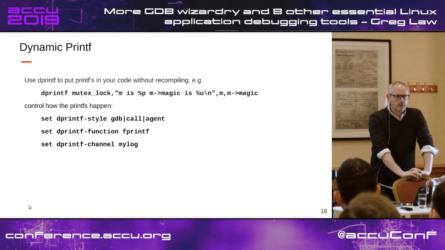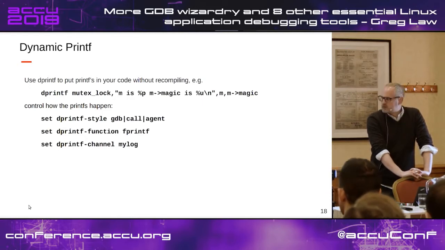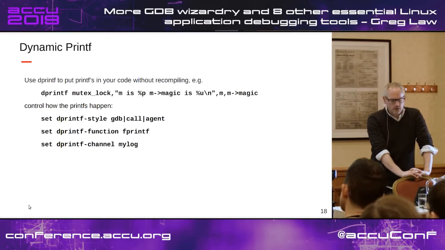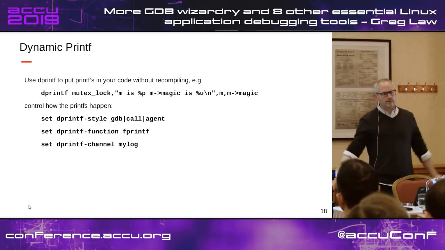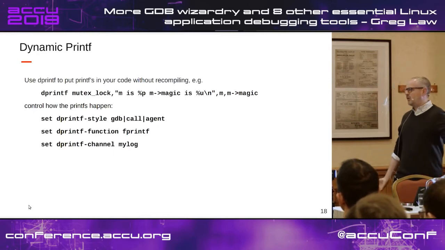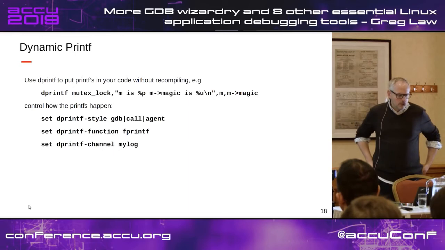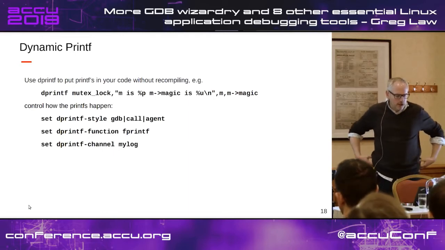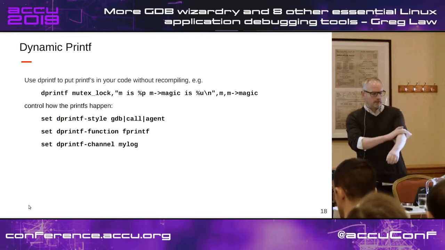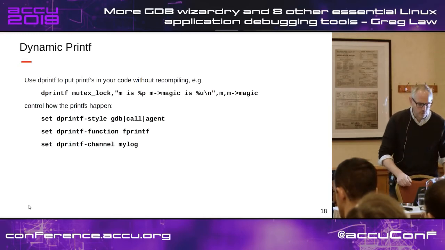The problem with printf, of course, is that when you need to get more information, you need to recompile your program, right? So you find, okay, printf, the value of foo is not what I expected. Oh, but that's because it's based on bar. What the hell was bar? I need to add another printf. So dynamic printf lets you do that from within GDB.